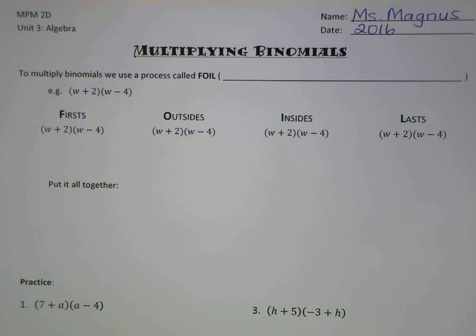Hello everyone. Today we're going to be looking at multiplying binomials. And if you remember from earlier lessons, a binomial is a polynomial with two terms. So we're multiplying two-term polynomials together. Now the way that we do this is a process called FOIL, and it stands for firsts, outsides, insides, and lasts.